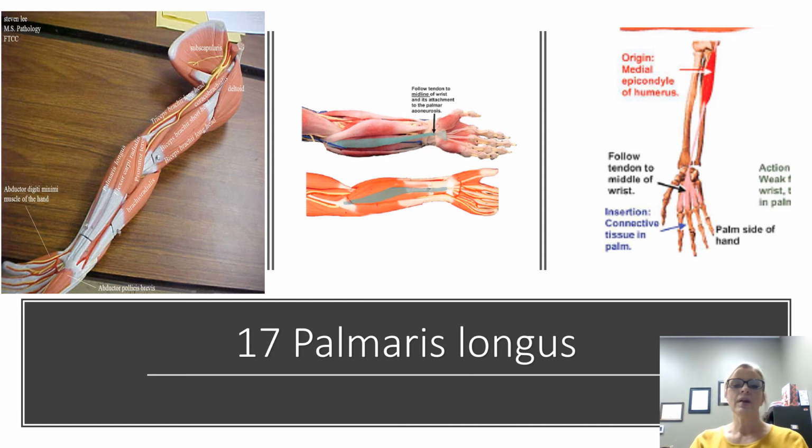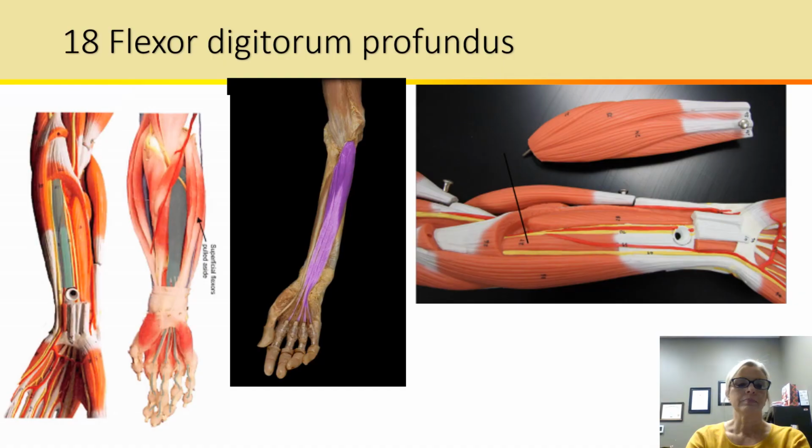All right, so here you have the palmaris longus. This is the long palm muscle. It is going to flex the wrist. It is narrower than the flexor digitorum superficialis and a bit superficial to that. It's a long tendon, and it extends directly to the center of the wrist. Okay, so directly to the center of your palm, and you can follow that tendon as it travels towards the middle of the palm to locate this one.